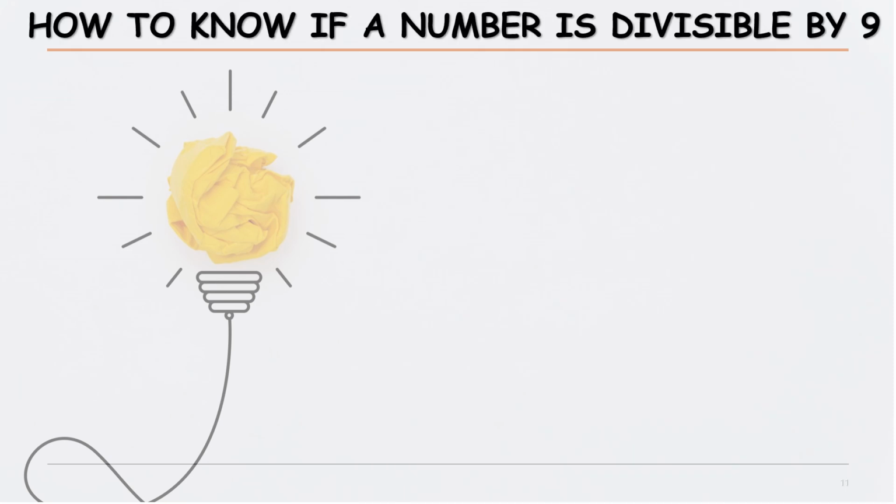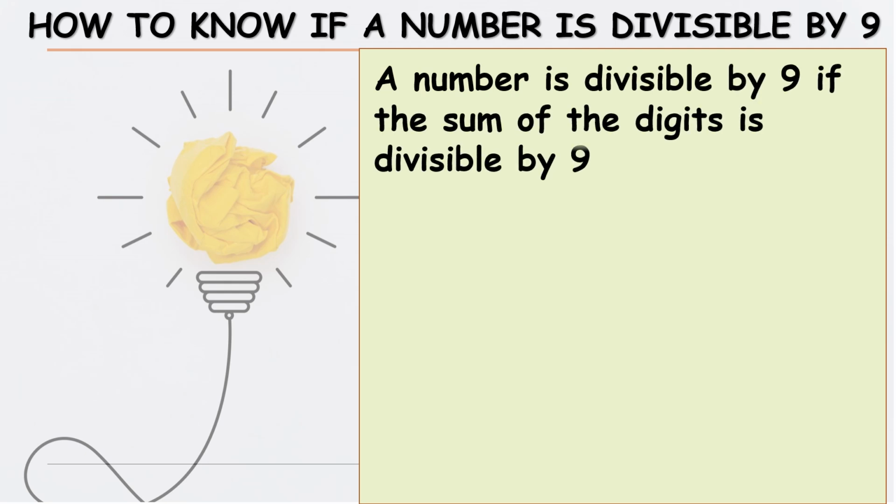How do we know that a number is easily divisible by 9? That is, we divide it by 9 without any remainder. This is also very simple. A number is divisible by 9 if the sum of the digits is divisible by 9. Remember, this is similar to the principle when we are testing divisibility by 3. In the same way, if you add the individual digits and the sum is divisible by 9, then the entire number is divisible by 9.